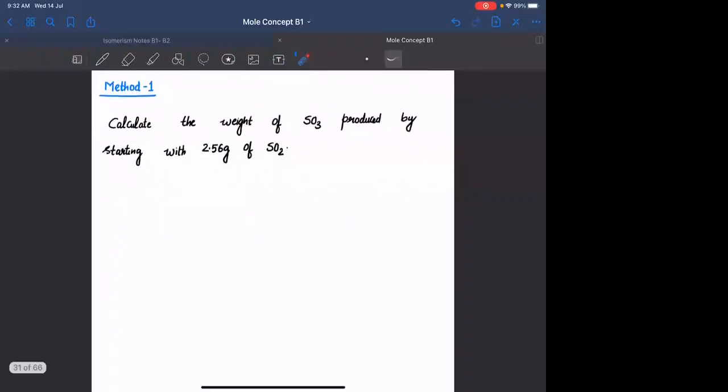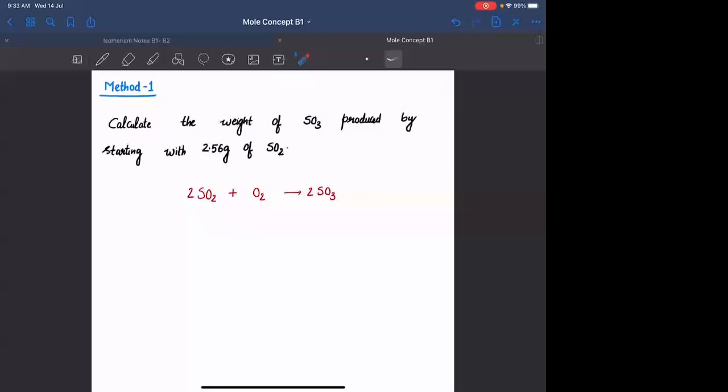Calculate the weight of SO3 produced by starting with 2.56 gram of SO2. So in the reaction, they're asking us to produce SO3 from SO2. So for that, first you need to write the reaction. What is the reaction? How to convert SO2 into SO3? Plus half O2. You can convert that into SO3 by reacting that with O2. Rather than taking half O2, I will be taking 2 SO2 plus O2 gives rise to 2 SO3. This is the balanced chemical equation.